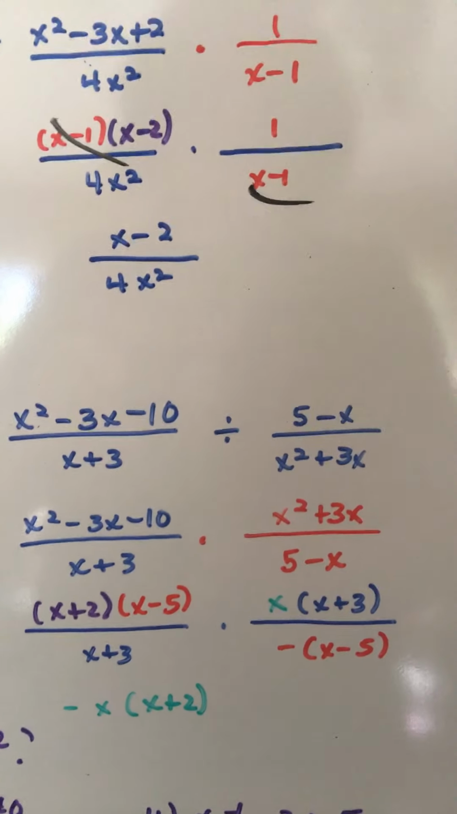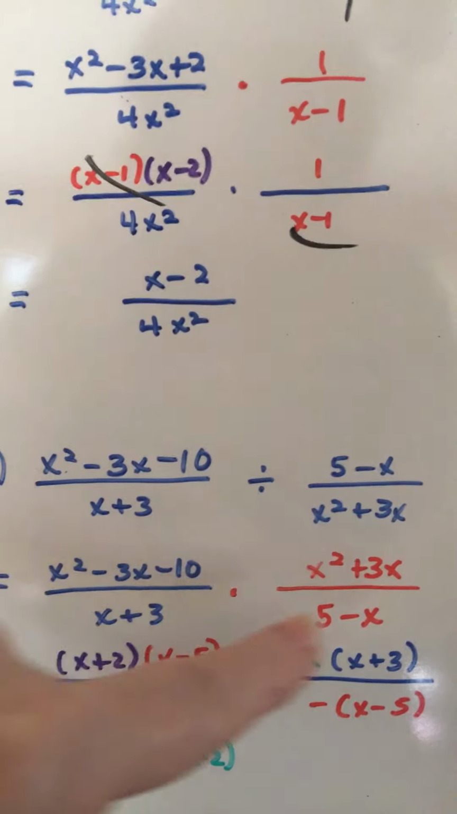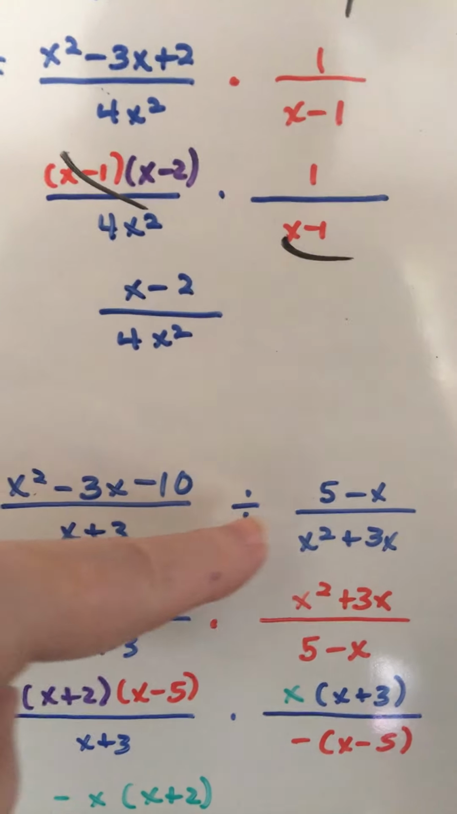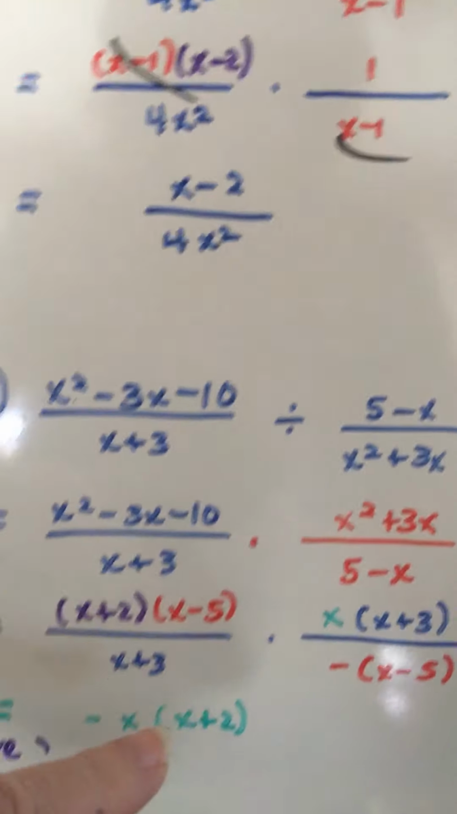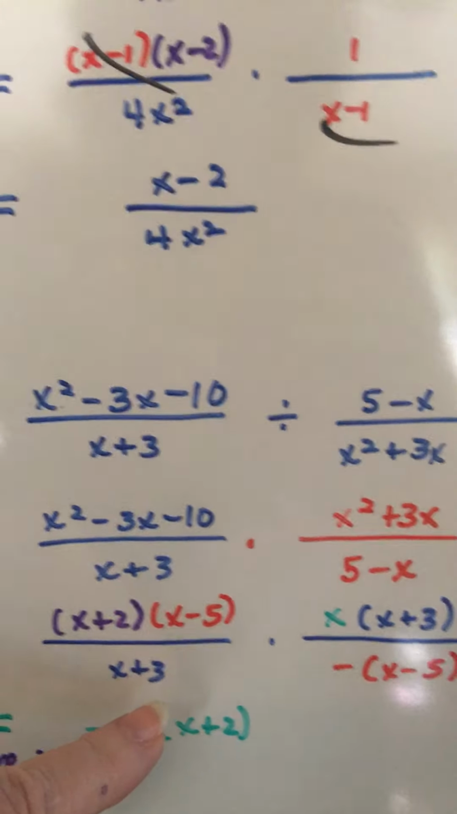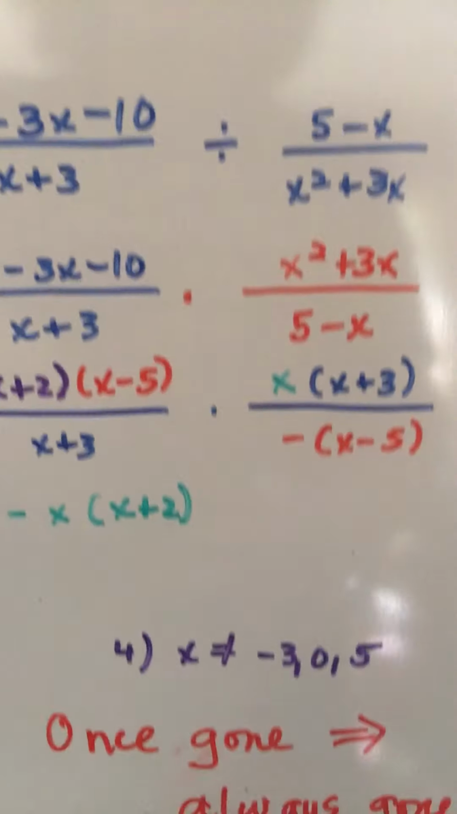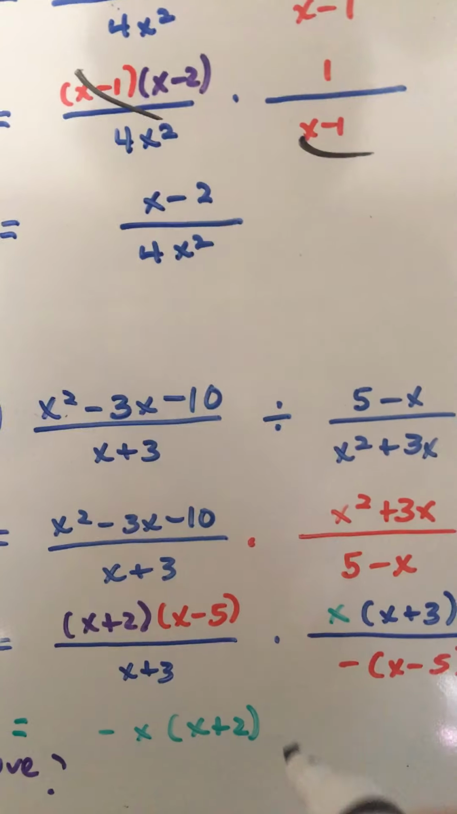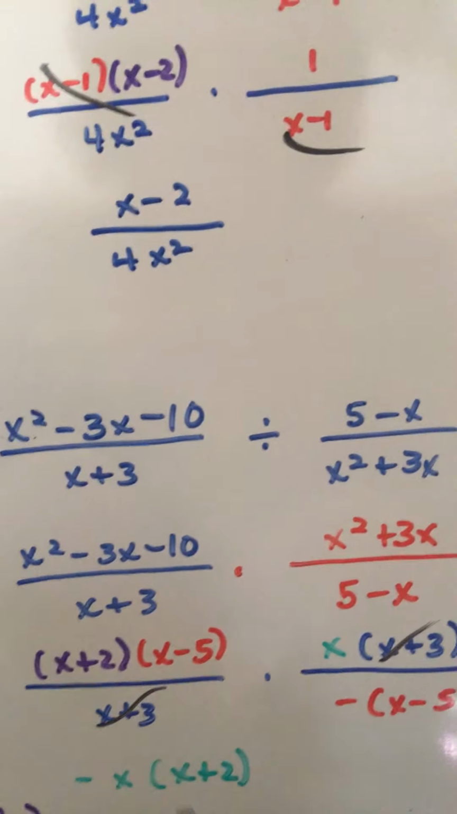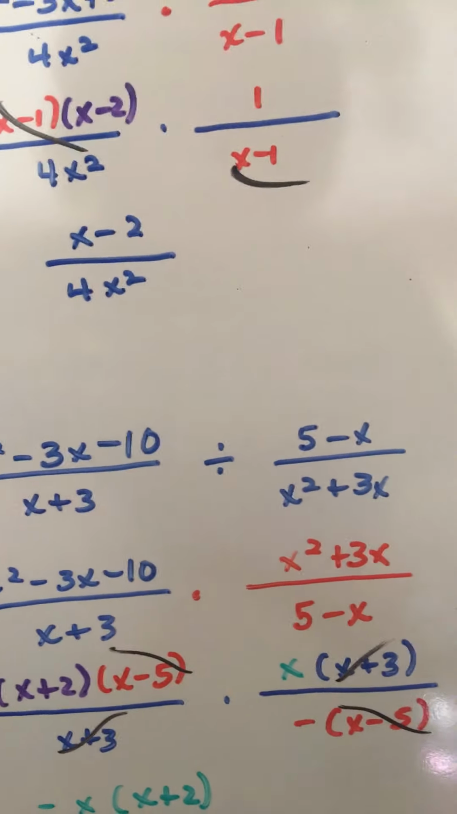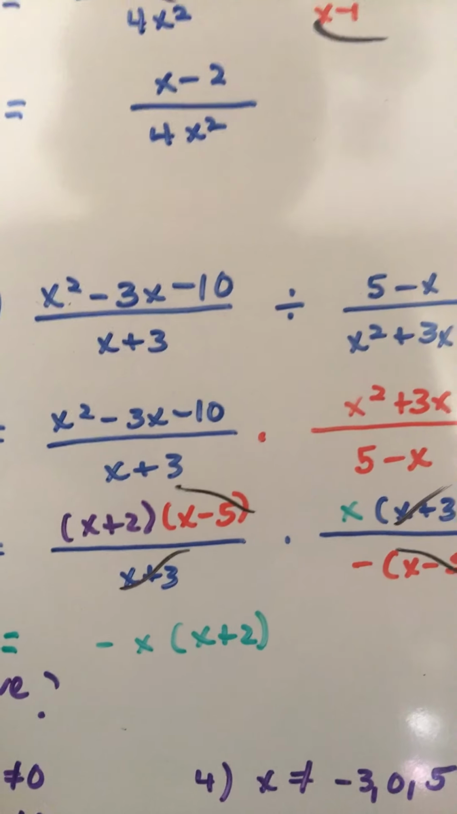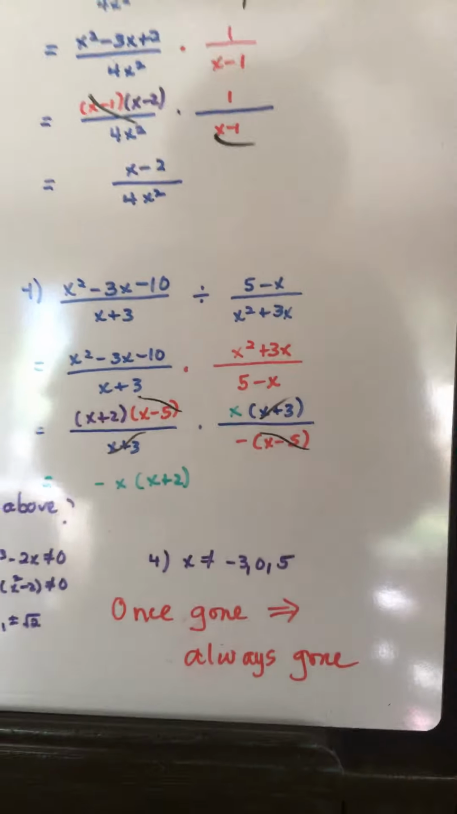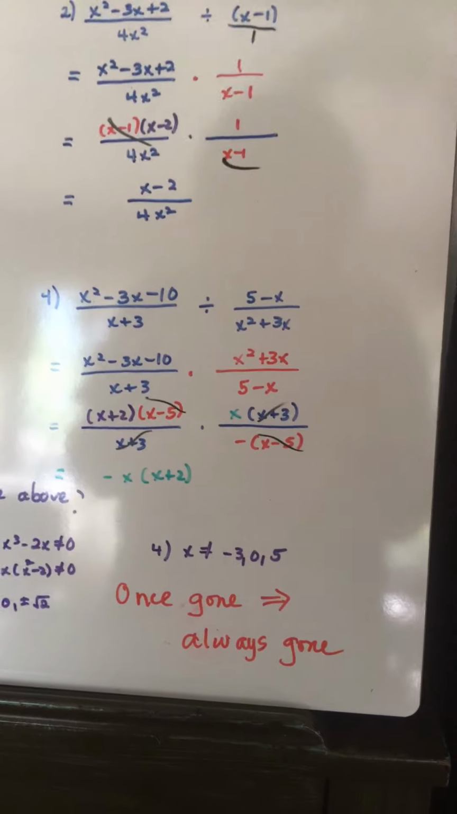For the final one, again, this step you could skip if you would like and go straight from here to here. But what makes these denominators 0? -3, and when this is factored, 0. Down here, what makes this 0? -3 and 5. So what have I kicked out? -3, 0, and 5. But again, we're just asking you to factor and reduce. I'm just trying to emphasize domain. And so again, my answer then is -x times x plus 2. Again, when you're doing domain, remember once gone, always gone.